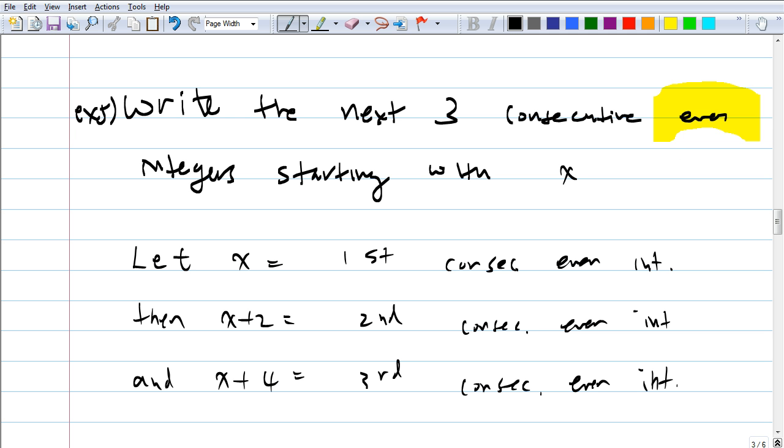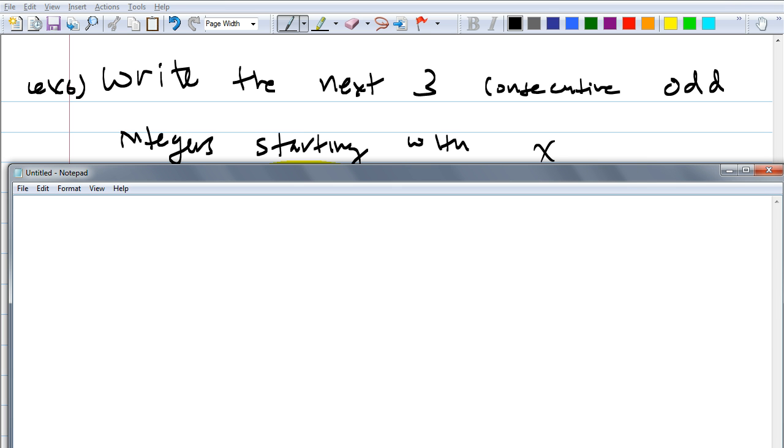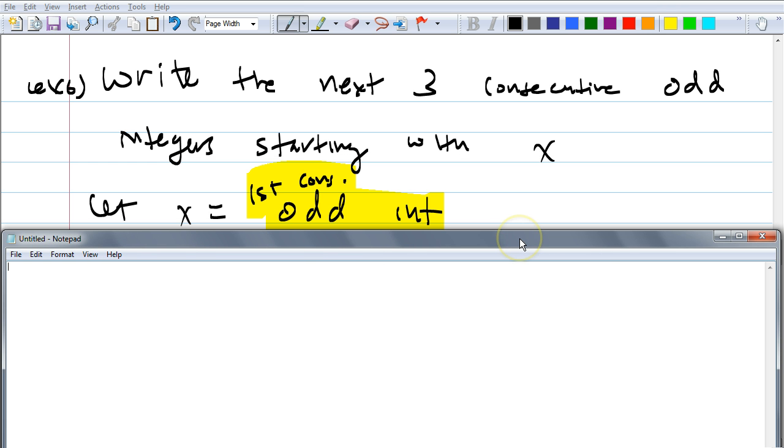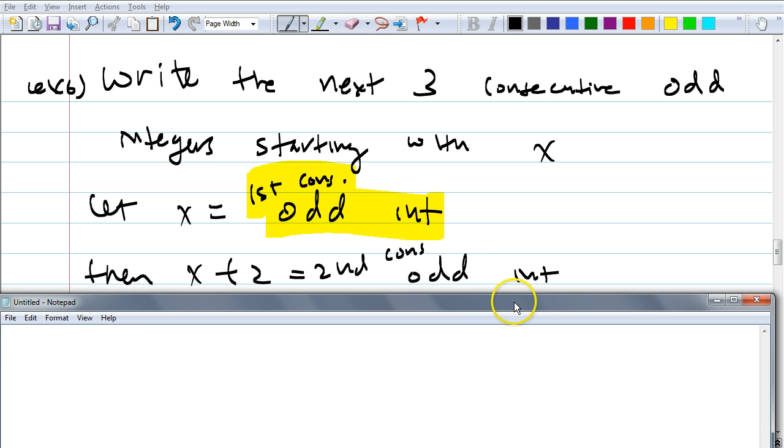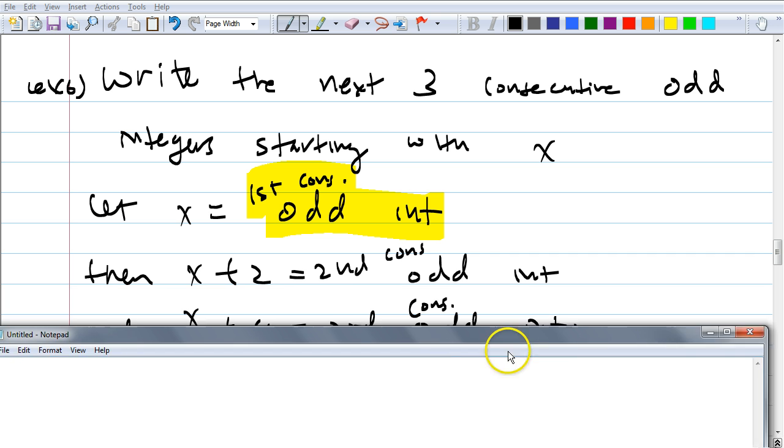Very good. Okay, then let's do the second one here. Here's our example 6. Write the next 3 consecutive odd integers starting with x. Go ahead, everybody try. All right. Hey, Matthew, what did you do for your first one? Exactly. Let x be the first consecutive odd integer. Then what's our second one? Samuel Lee, what do you think, sir? x plus 2 to be the second consecutive odd integer. And lastly, what do we write for Lindsay for the last one? x plus 4 to be the third consecutive odd integer.